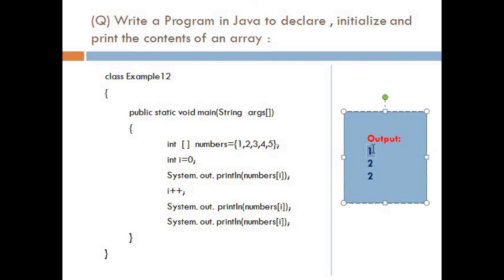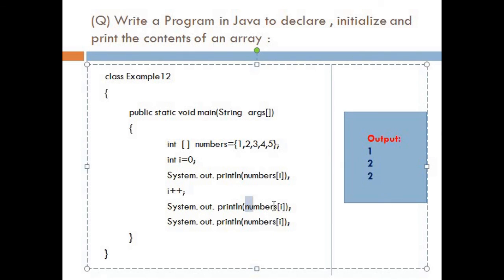The first value 1 was printed after we sent the value of the array variable called numbers at the index 0, which is 1. And the second value 2 was printed after we sent the value of the array variable called numbers at the index 1, which is 2. And once this statement gets executed, the next statement starts.